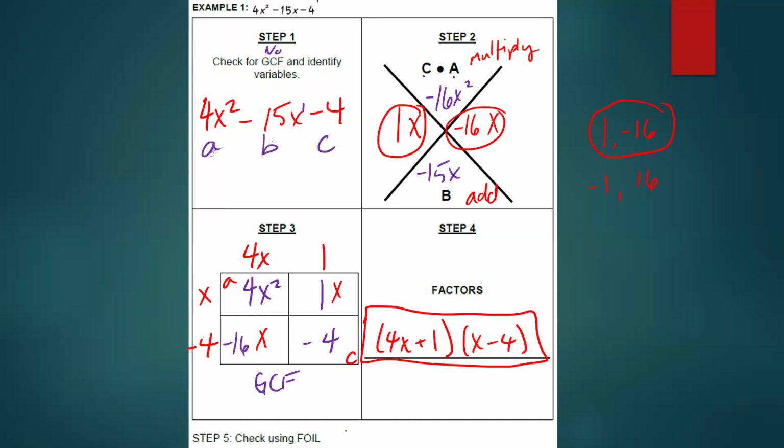Okay? Last step is to check yourself using FOIL. FOIL just means to double distribute. So all you're doing is double distribution. Double distribution just means I should come back to the original. Does that make sense? So FOIL, first term times first term. So 4x times 4x is 4x squared. 4x times negative 4 is negative 4x.